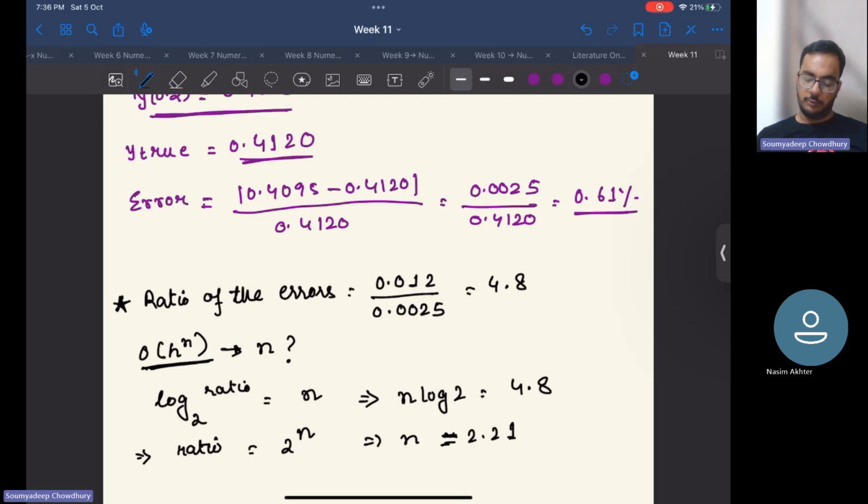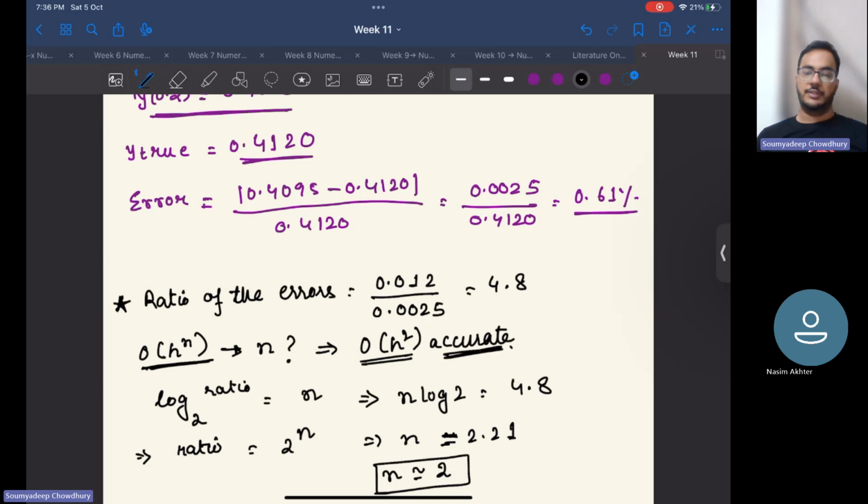If n is equal to 2.21, from this we can say n is approximately equal to 2. So we can say that this RK2 method is accurate to O of h square, which we were talking about. Is it clear?